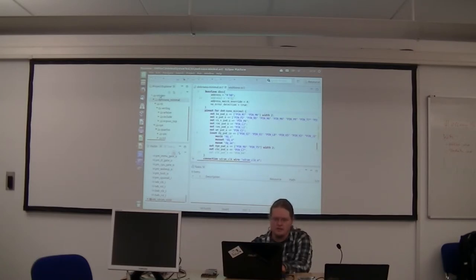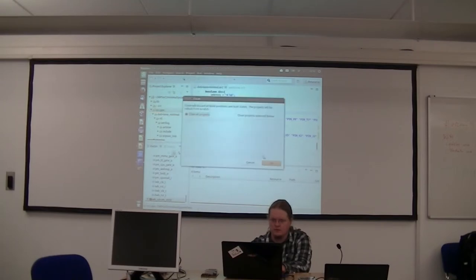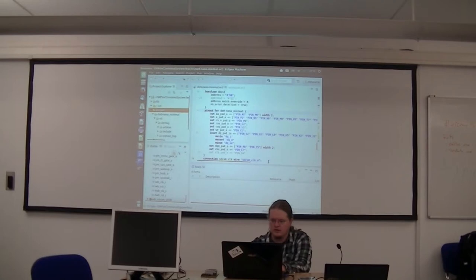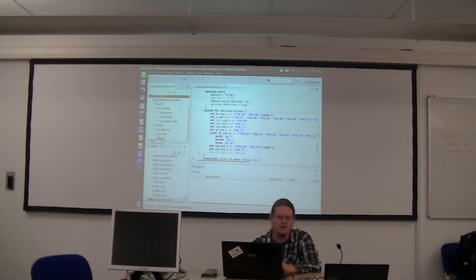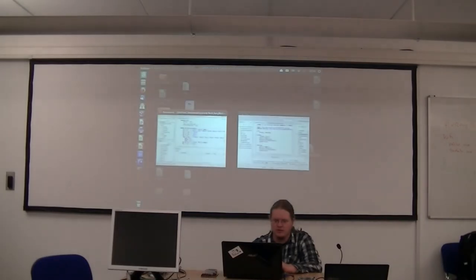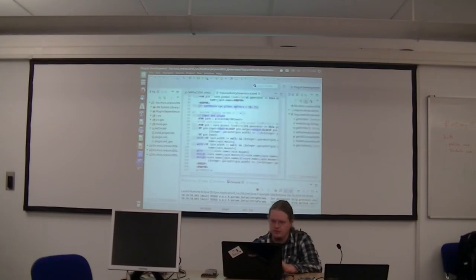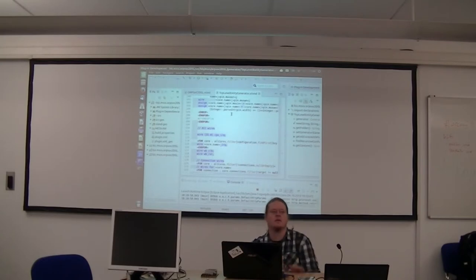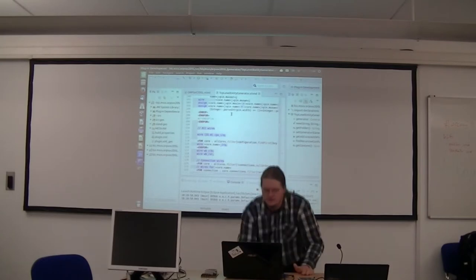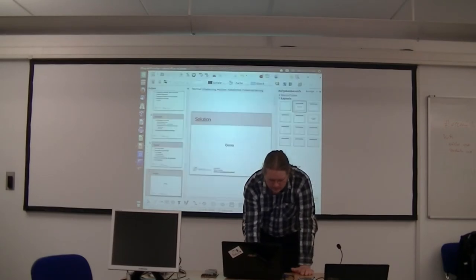And the generation is really fast. Do a clean, and yeah, it's done. The files are here again. And one big problem I ran into is that I made very big methods in Xtend, and yeah, it needs a lot of cleanup now.